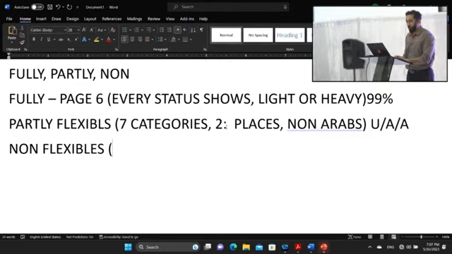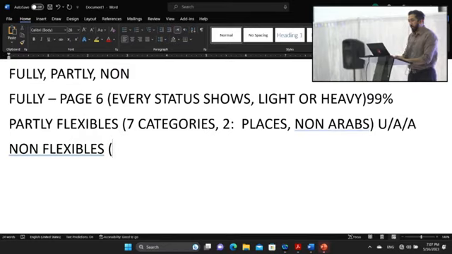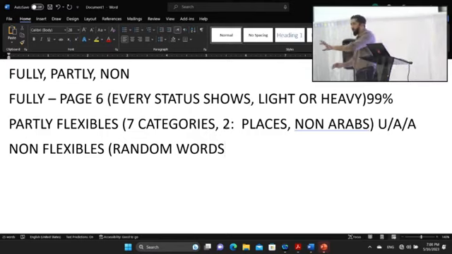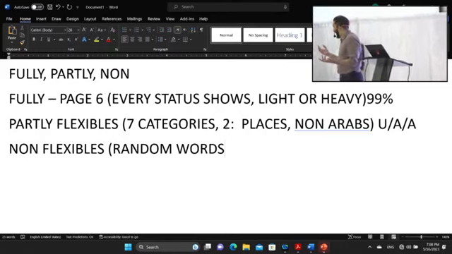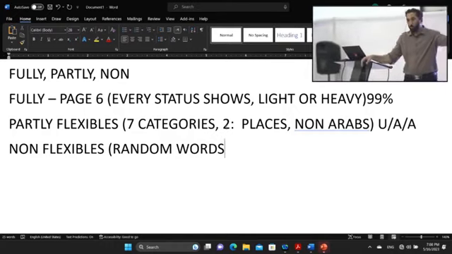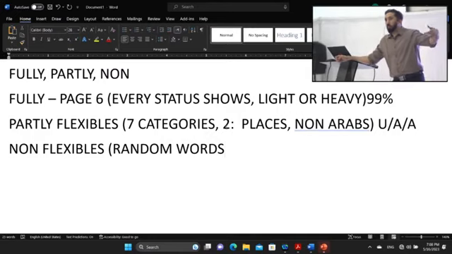Okay? Now, then there's non-flexibles. I mistyped here. Okay, non-flexibles are random words, so I cannot give you categories. At least I was able to give you for partly flexibles: it's going to be places, and it's going to be non-Arabs, and 5 other categories. Non-flexibles, it's just the Arabs decided some words are non-flexible. We didn't really have a say, or you can try to discover each case why it is like that. And when you get very advanced in Arabic grammar, you can get there, but it's really not super relevant information.